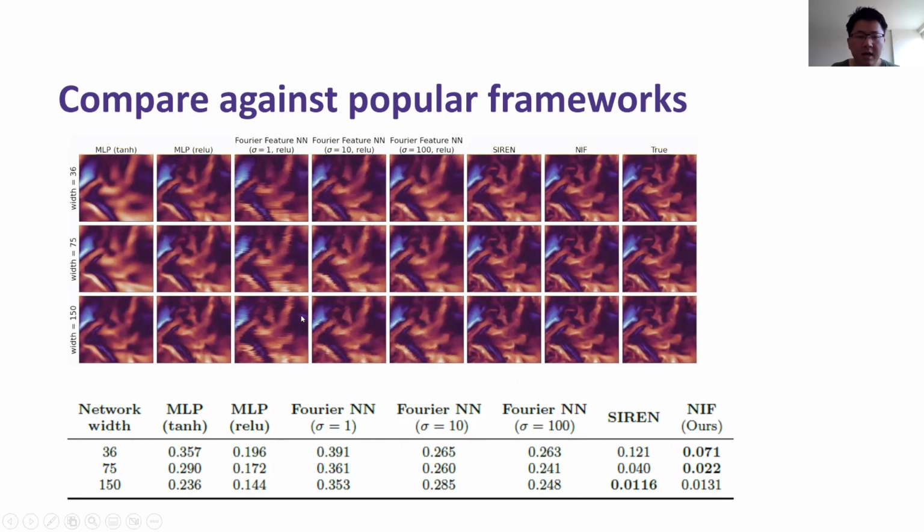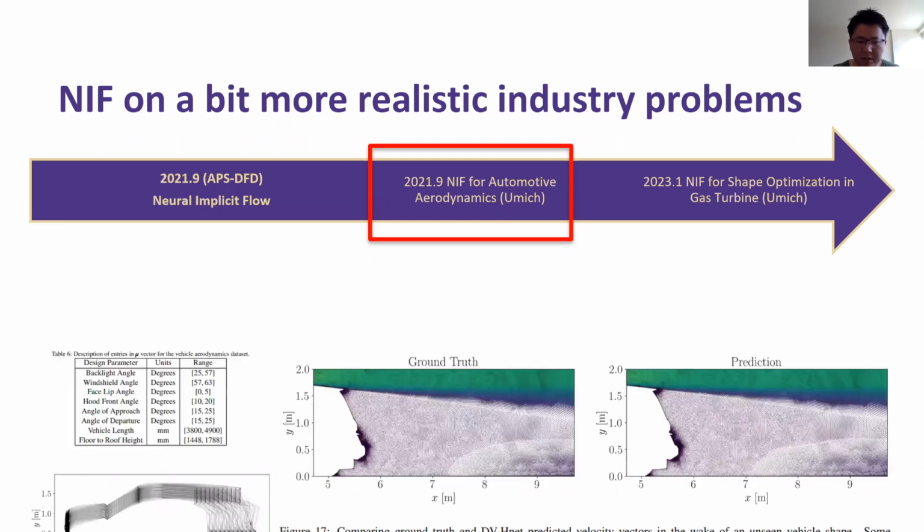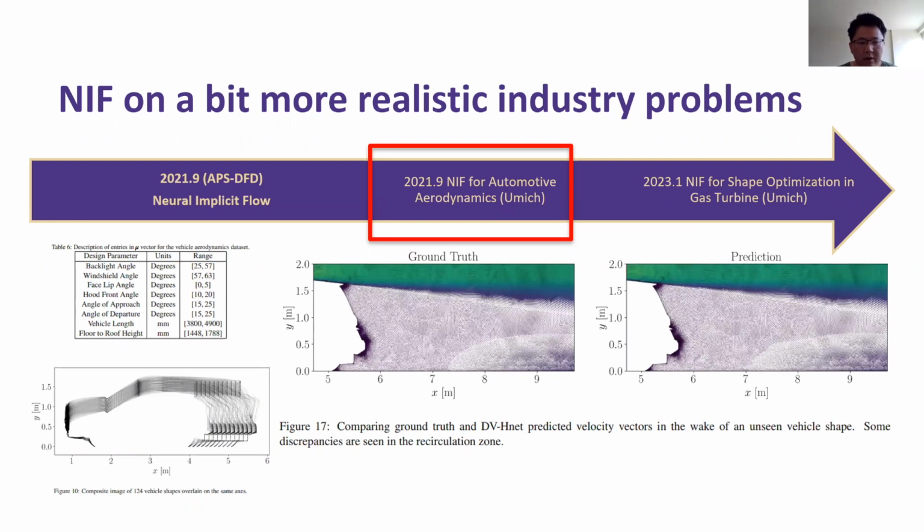Okay. And so next I want to talk about something really more relevant to the audience: NIF on a little bit more realistic industry problems. So the first one I want to talk about is NIF for automotive aerodynamics, which is from my collaborator at the University of Michigan. Think about a geometry for a car. I think this work is funded by GM. We have 8-dimensional design parameters to design the shape of the car. It's an 8-dimensional problem.